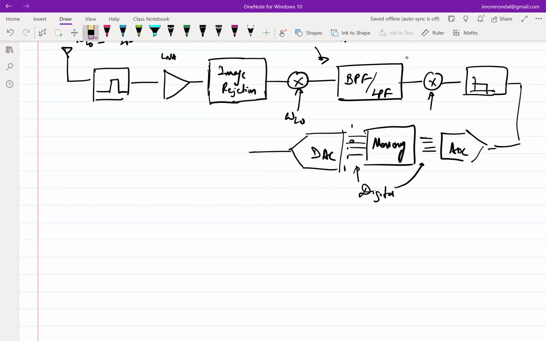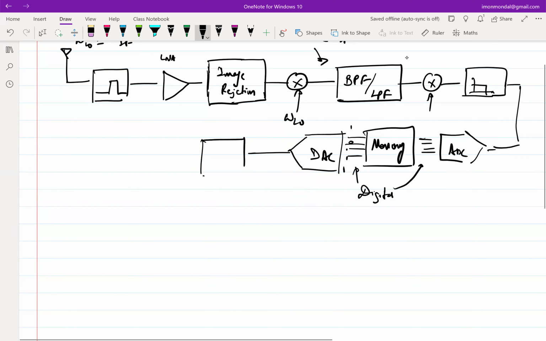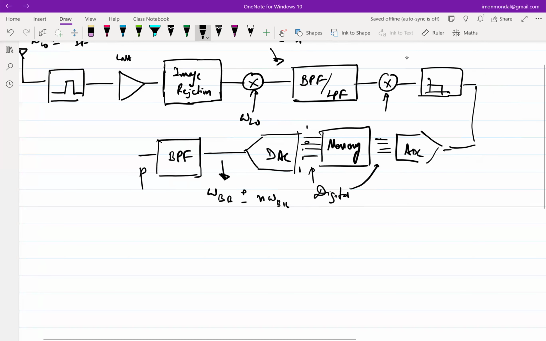Now, again, depending upon where the tones are, you choose what type of filter you have, but mostly if you have a band pass filter, this should be fine, right? And then, what is the frequency here? Here you will have baseband plus minus harmonics of baseband, right? Here you are going to have only omega baseband.